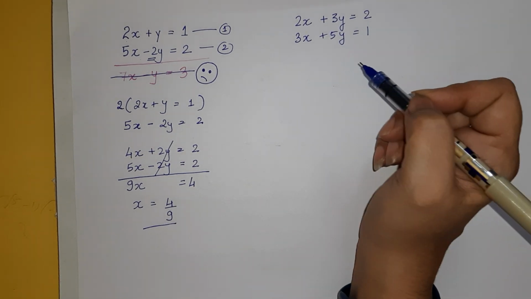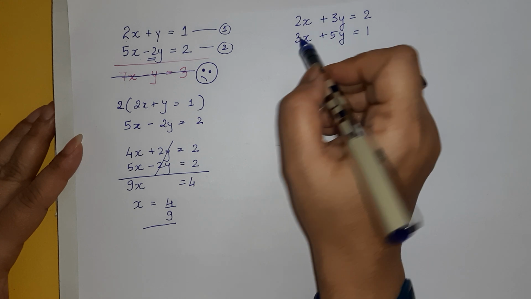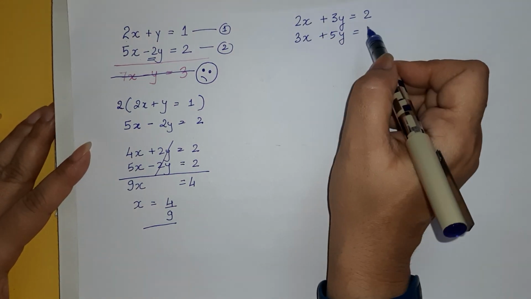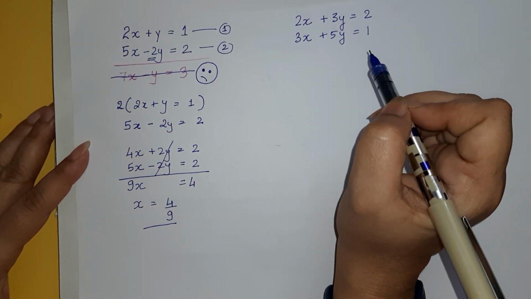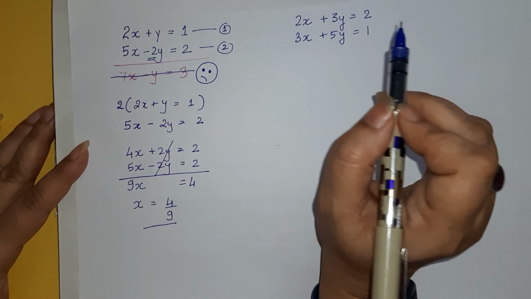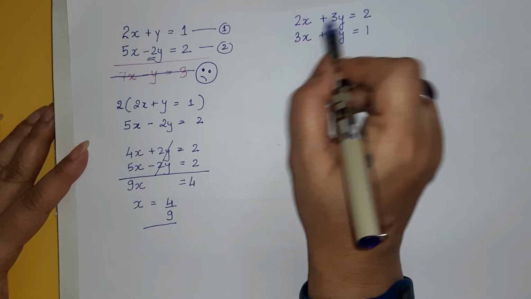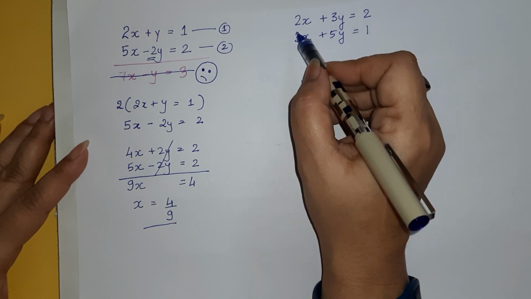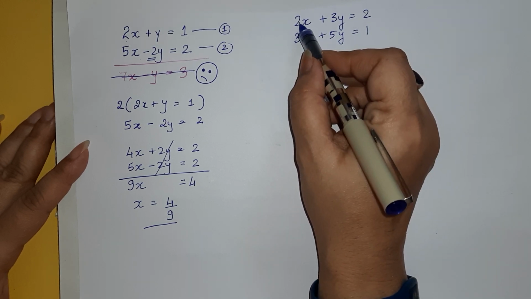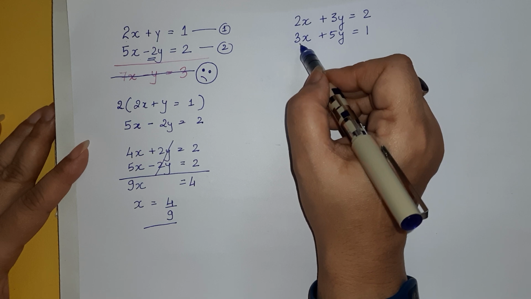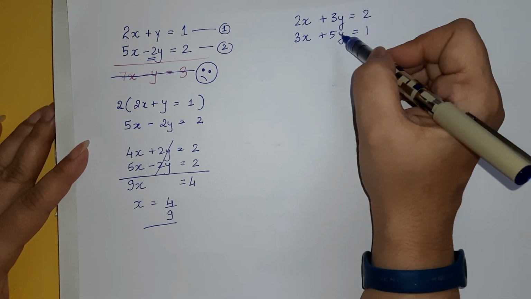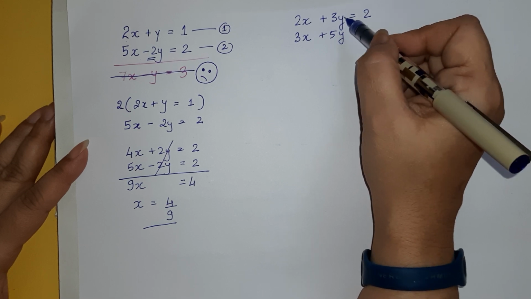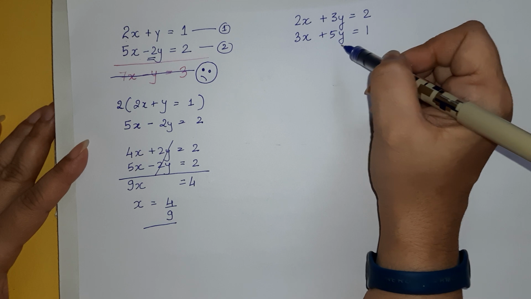So what do we do? We multiply the first equation. Suppose we want to cancel out x, we will multiply the first equation by 3. And if we want to cancel the variable y, we will multiply the first equation by 5. Similarly, if we multiply the first equation by 3, we will multiply the second equation by 2. If we choose to cancel out y and multiply the first equation by 5, we will multiply the second equation by 3.